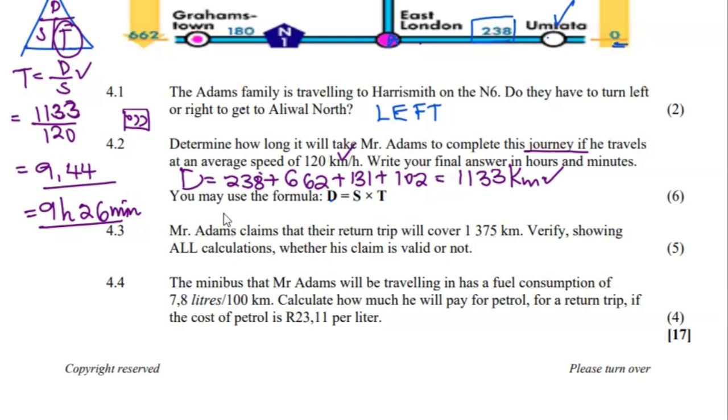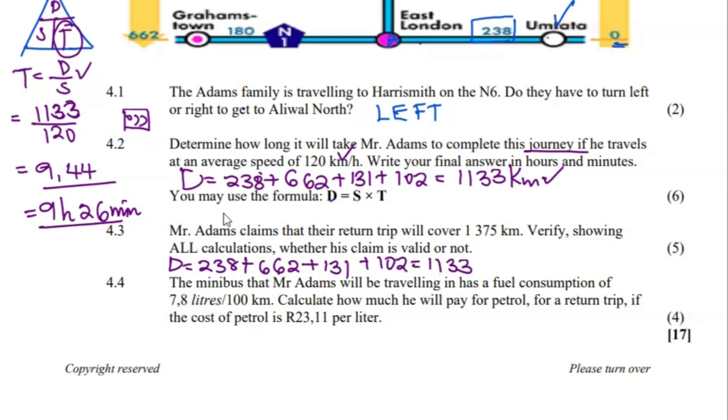Verify, showing all calculations, whether his claim is valid or not. But I've just showed you that the distance they're going to cover is going to be 23 to move up to East London. Then from East London to Windberg, they need to cover that much. From Windberg to Bethel, they cover a distance of 102. And we got the answer as this much.